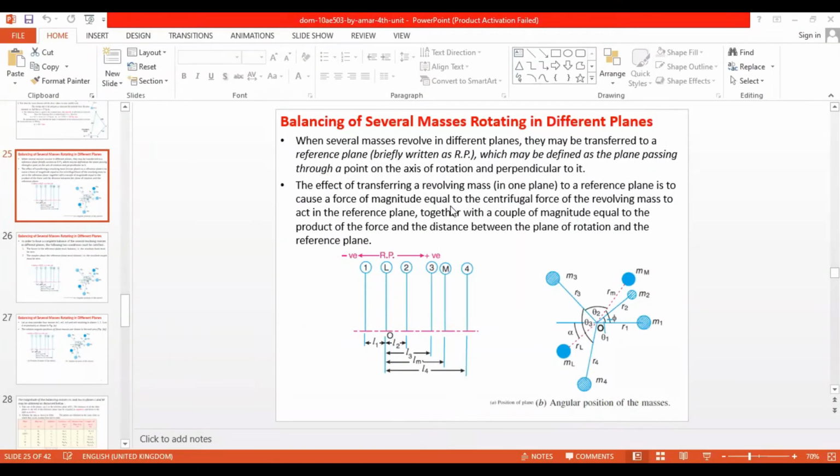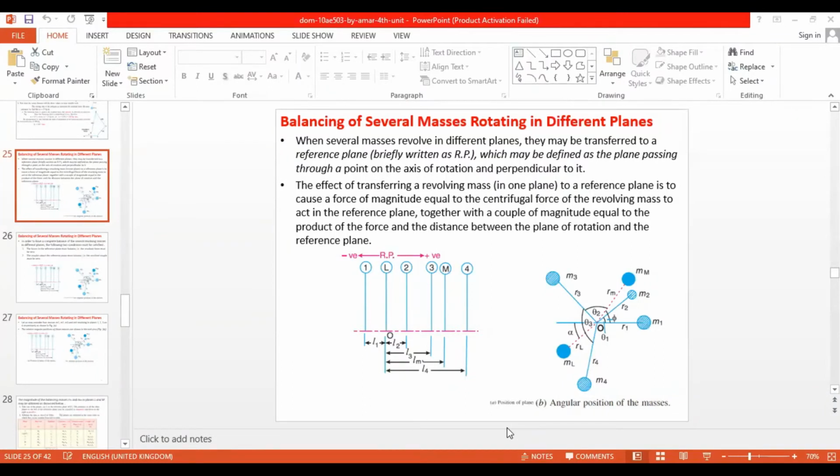So this is the fourth category, right? The first one is one disturbing mass and one balancing mass, both in the same plane. Second category, one disturbing mass, two balancing masses but in different planes. Third one, several unbalances but one balancing mass in the same plane. Here we have the fourth category, balancing of several masses rotating in different planes, right? Several masses in different planes. So now we'll see how to do that.